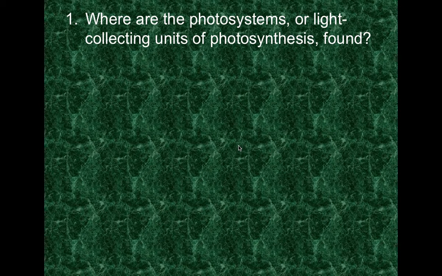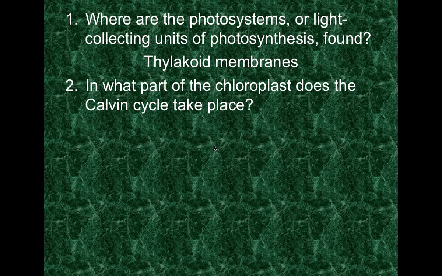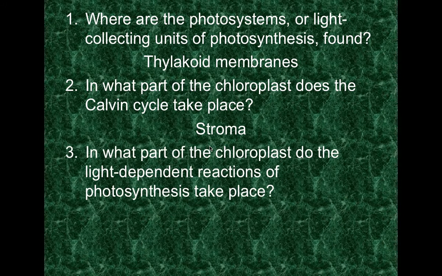And then underneath, we have some questions. These are a little bit advanced for where we are right now, but where are the photosystems, or light collecting units of photosynthesis, found? Well, if we're collecting light, we're using a pigment, as we will learn, so that is in the thylakoid membranes. In what part of the chloroplast does the Calvin cycle take place? Again, we haven't learned about that, so that's okay, but that takes place in the stroma, as we will learn. And in what part of the chloroplast do the light-dependent reactions take place? Well, if these are light-collecting units in the thylakoids, that's also where those light-dependent reactions take place, in the thylakoids.